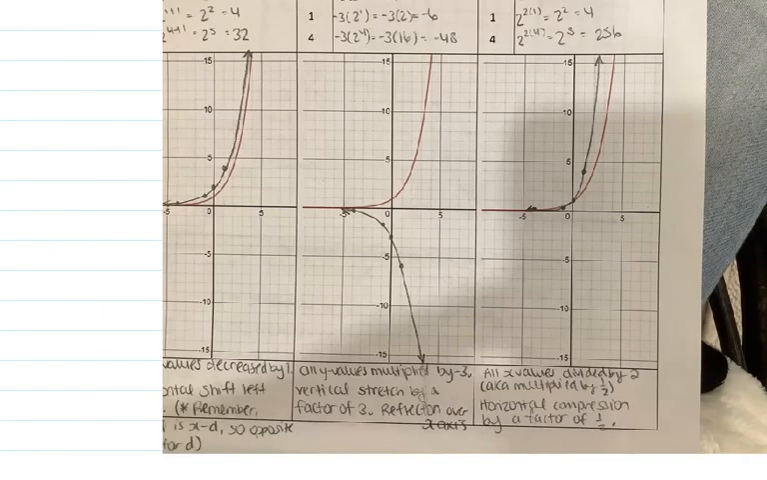Okay, so here's the graph. So for this one here, you'll notice that the a value was negative, so the graph has been reflected. And you can see my explanation here. So all the y values were multiplied by negative 3. So we can say a vertical stretch by a factor of 3 and a reflection over the x-axis. All right, moving on to the last one.